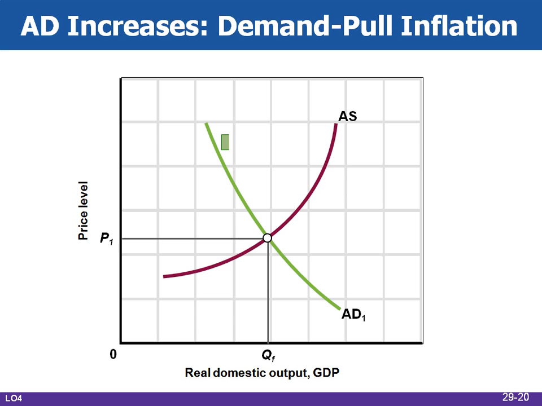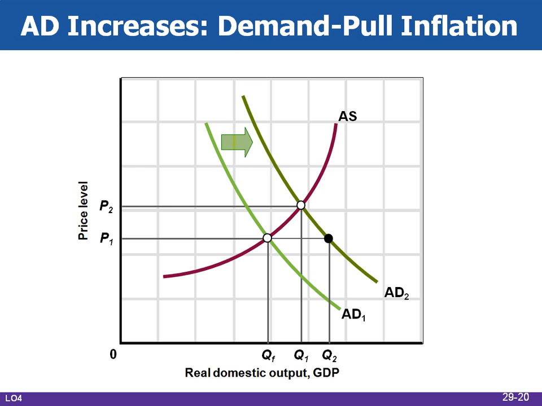This figure shows an increase in aggregate demand that causes demand-pull inflation. The increase in aggregate demand from AD1 to AD2 causes demand-pull inflation, shown as the rise in the price level from P1 to P2. It also causes an inflationary GDP gap of Q1 minus QF.